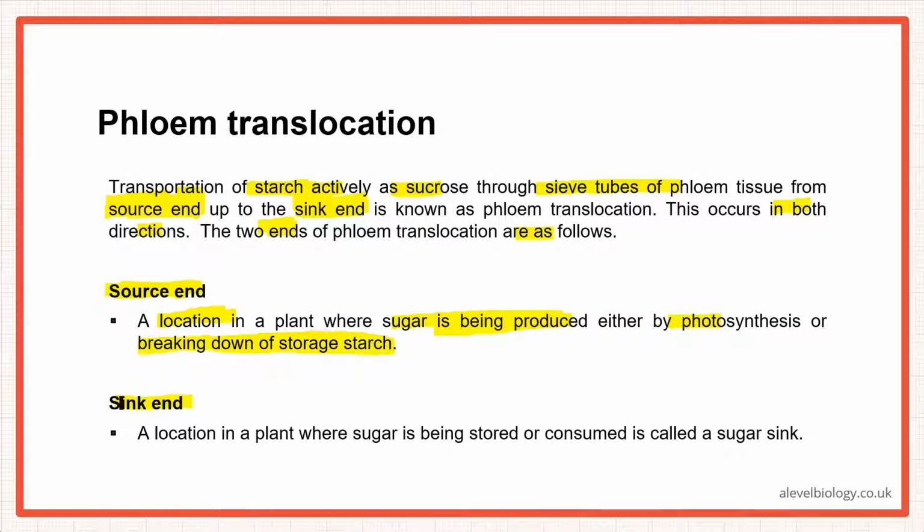Okay, what is the sink end? It is a location in the plant where the sugar is being stored or consumed. Okay, even when it is being stored, there will be a time when, if there is more sucrose or glucose, eventually it has to be stored somewhere. So while it is being stored, whatever you are storing, that is the sink end. Okay, or where it is consumed is the sugar sink. So remember source and sink end, depending on the situation, will be different.